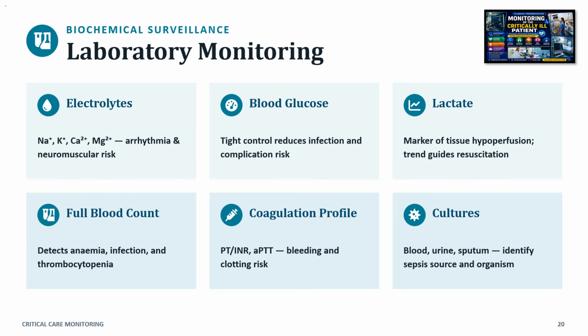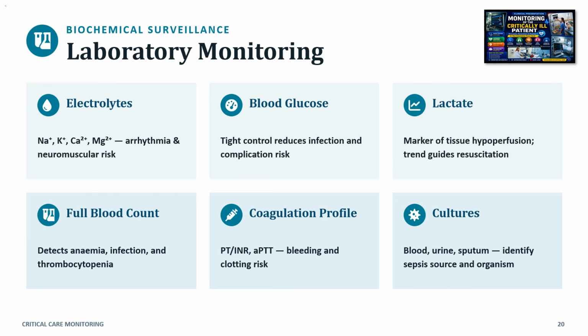Biochemical surveillance. Laboratory monitoring. Electrolytes: Na+, K+, Ca2+, Mg2+, arrhythmia and neuromuscular risk. This is because electrolyte imbalance affects cardiac excitability and muscle function, so abnormal levels can trigger arrhythmias or weakness. Blood glucose. Tight control reduces infection and complication risk. This is because hyperglycemia impairs immune function and wound healing, increasing risk of infection in critical illness.